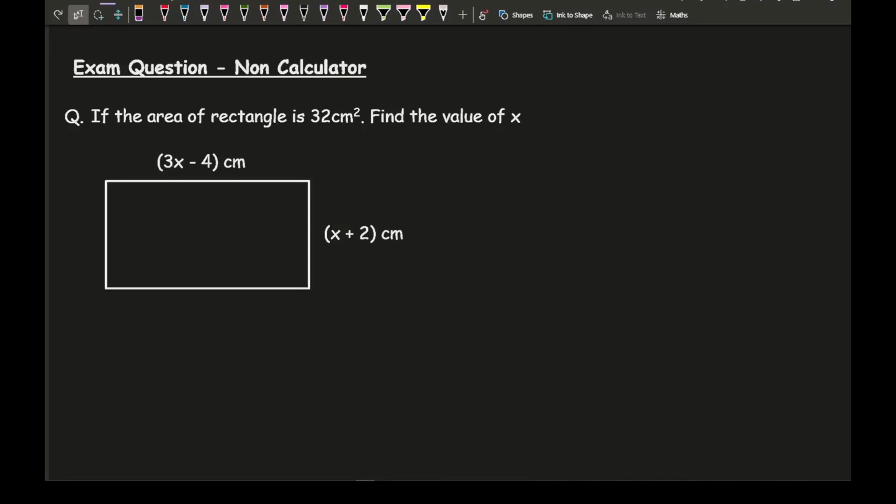So now let's have a look at an exam style question. So in this question it says that the area of the rectangle is 32 square centimetres, and the question is asking us to find the value of x. Well, as it's a rectangle, what we then need to do is just multiply the height by the base.